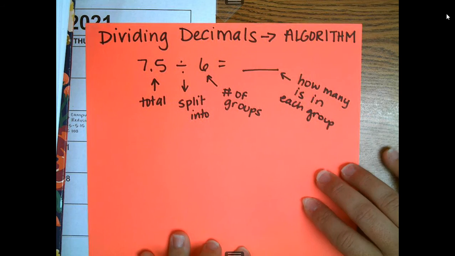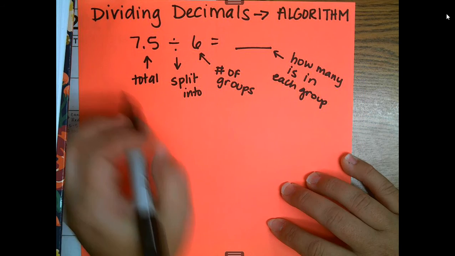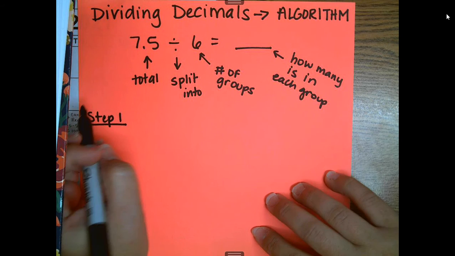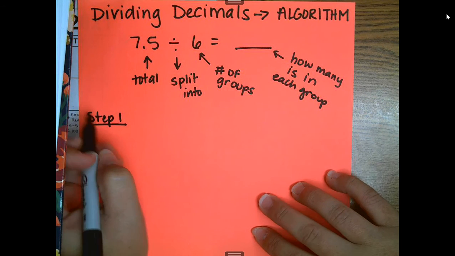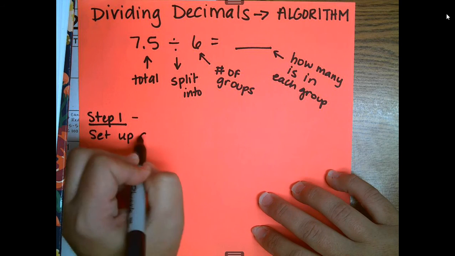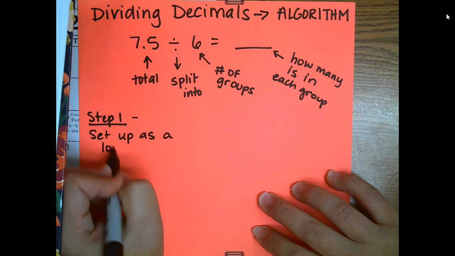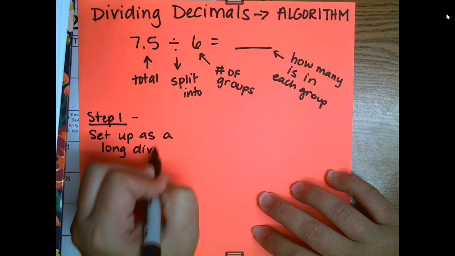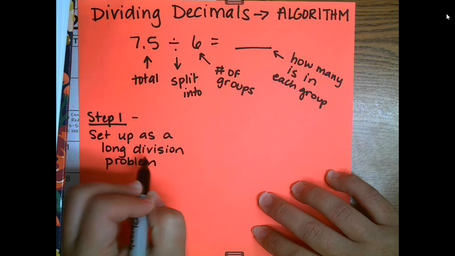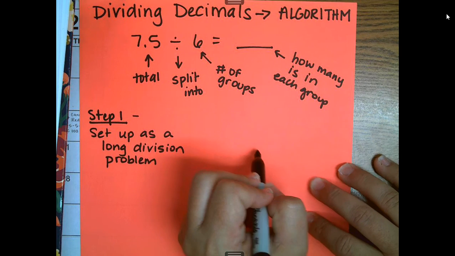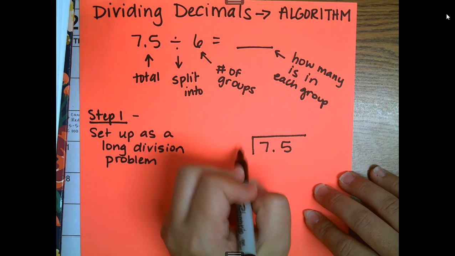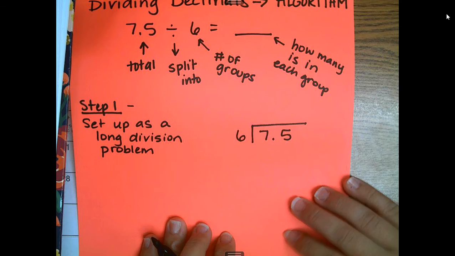All right, so step 1 is just going to be to set up just like a regular long division problem. So set up your problem. So I'm going to take my total, 7 and 5/10, and my 6.